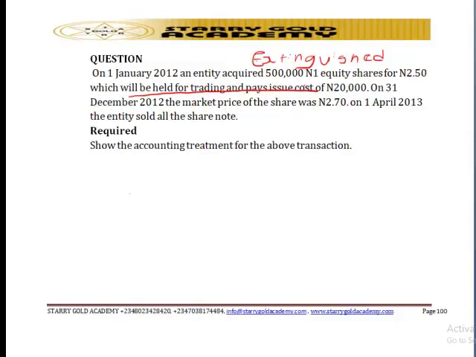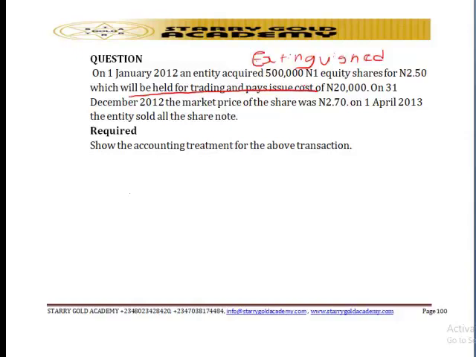Now, the standard said something. It said that if it is a financial instrument that is held for trading, that is a financial instrument that is measured at fair value through profit or loss, please do not capitalize issue or transaction cost. Expense it immediately. Any financial instrument that is measured at fair value through profit or loss, please note that transaction cost should not be capitalized, but it is written off as an expense in the P or L. Are we together? So please note that.